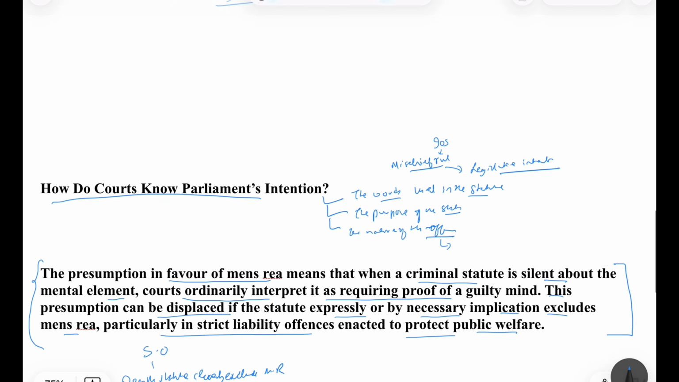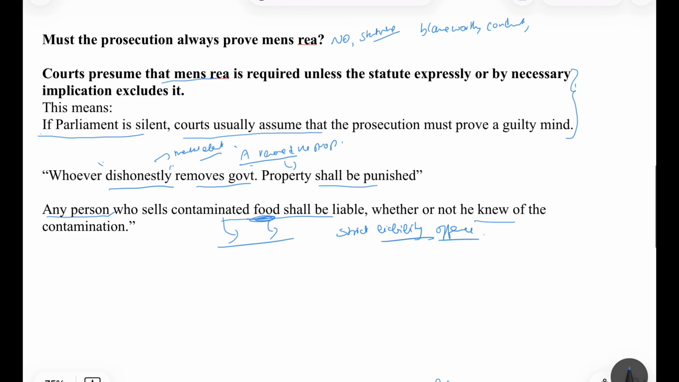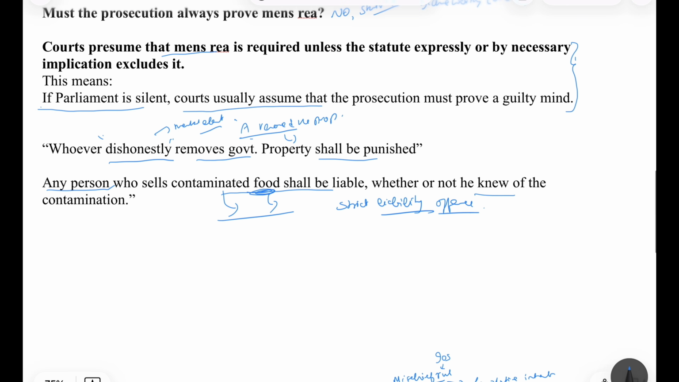I hope that you have understood this mens rea part. Courts presume that mens rea is required unless the statute expressly or by necessary implication excludes it. Now I think you have understood these two lines and these examples. In the further slides, I will be explaining the difference between strict liability and absolute liability and also case laws related to it. With that, our general principles of criminal liability will end.